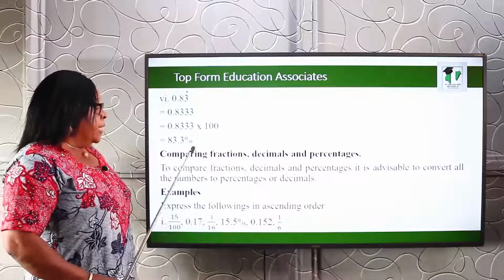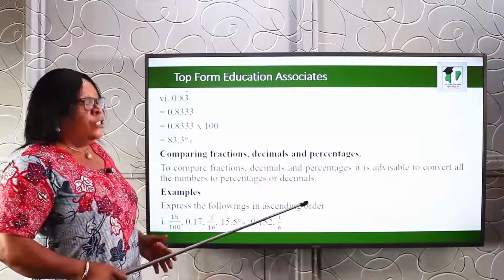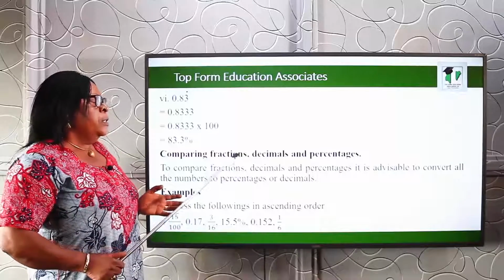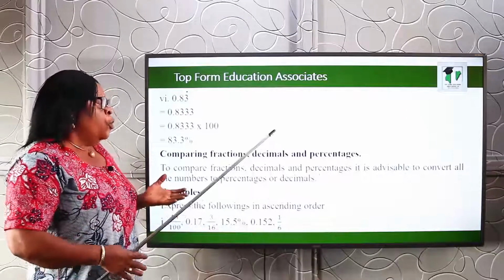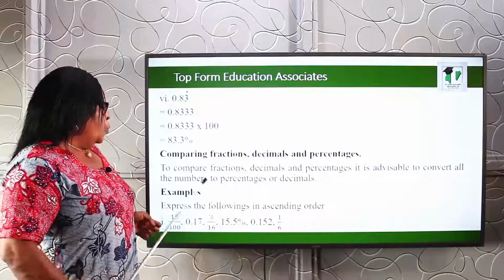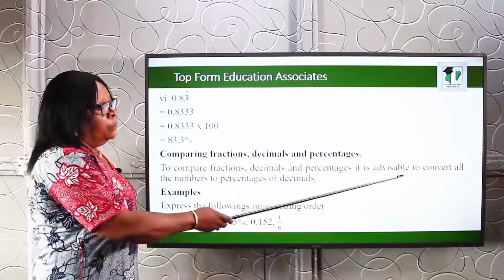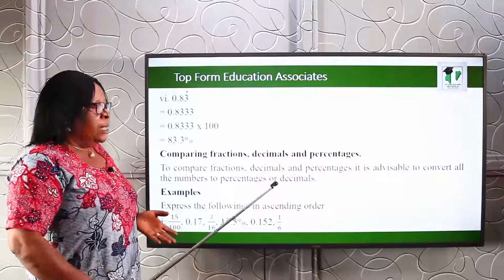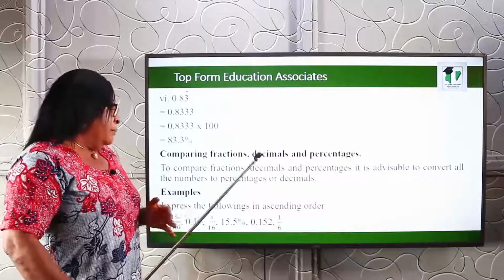Our next subtopic is comparing fractions, decimals, and percentages. Students, recall that a fraction is a type of decimal and is a type of percentage, so we can compare their values. How do we do that? To compare fractions, decimals, and percentages, it is advisable to convert all the numbers to percentages or decimals. Any one you choose. You can even convert to fractions, but they will be the same thing.